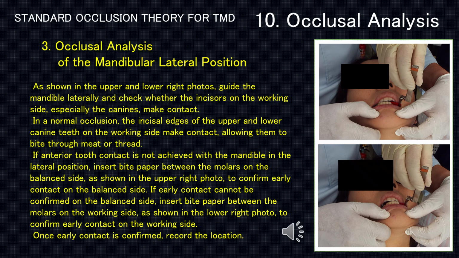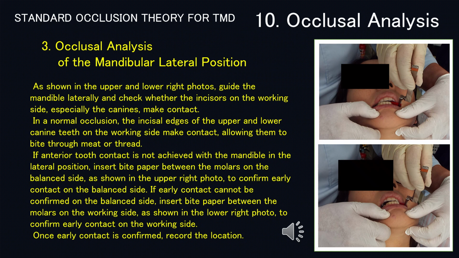3. Occlusal analysis of the mandibular lateral position. As shown in the upper and lower right photos, guide the mandible laterally and check whether the incisors on the working side, especially the canines, make contact. In a normal occlusion, the incisal edges of the upper and lower canine teeth on the working side make contact, allowing them to bite through meat or thread.